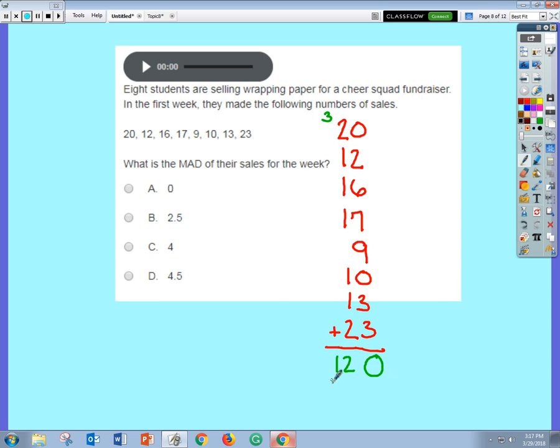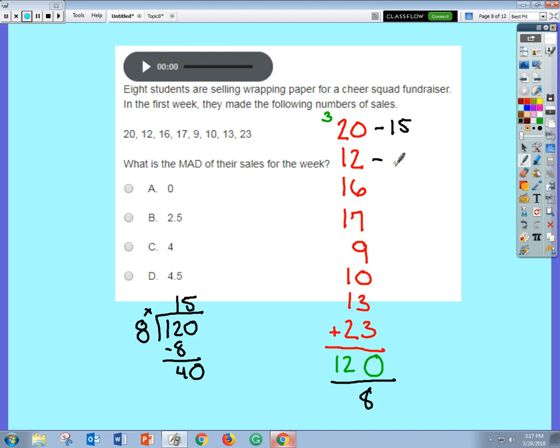We're going to take that and divide it by how many values in the data set? 8 students. Divide it by 8. I'll go over here, 120 divided by 8. This will give me the average, the mean. That goes in once. That's 8. I subtract. That's 4. Bring down the 0. 8 times what factor gives me 40? 8 times 5, 15. Now, we're going to take that 15 and subtract it.